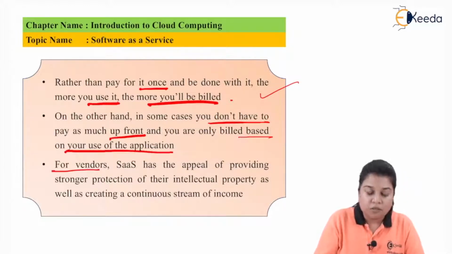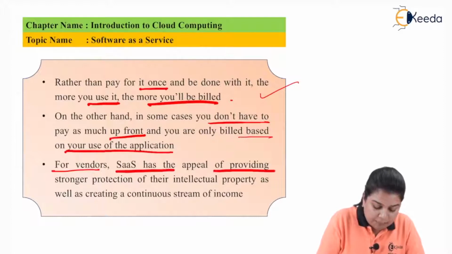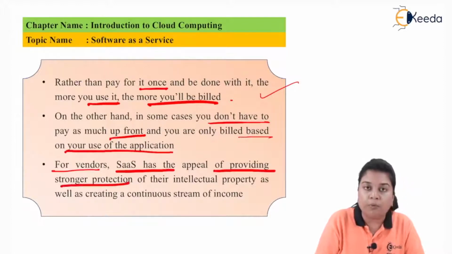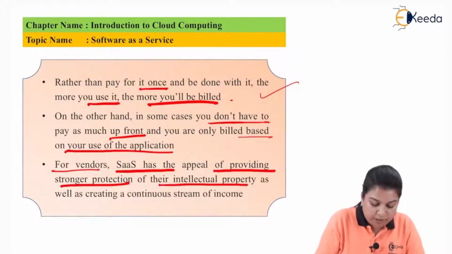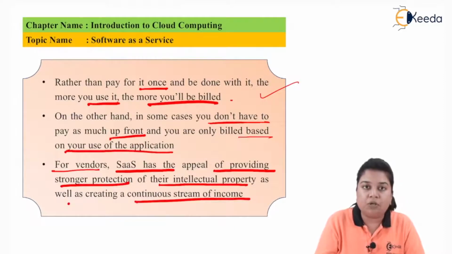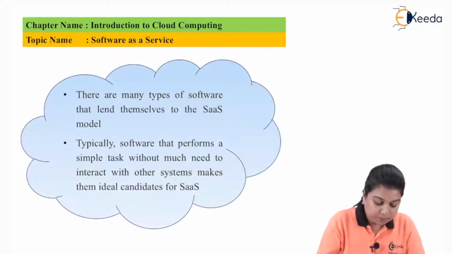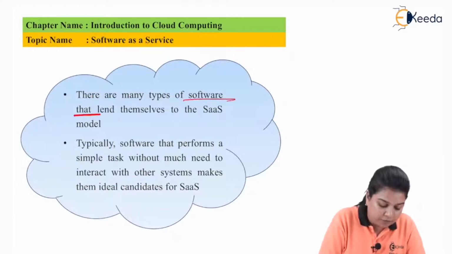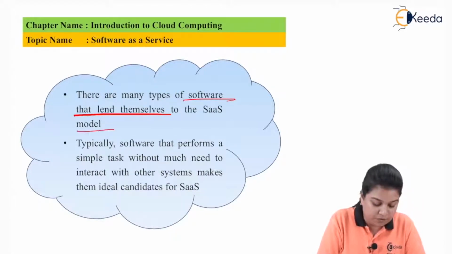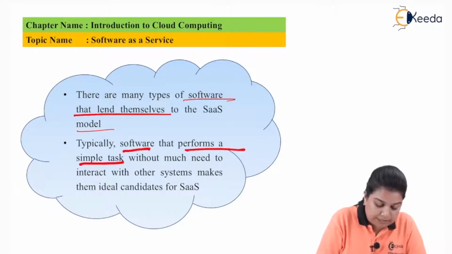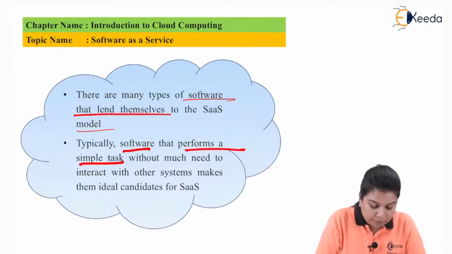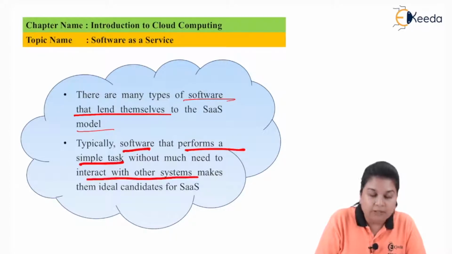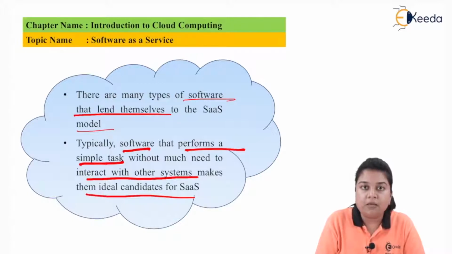For vendors, software as a service has the appeal of providing stronger protection of their intellectual property as well as creating a continuous stream of income. There are many types of software that lend themselves to the software as a service model. Typically, software that performs a simple task without much need to interact with other systems makes an ideal candidate for software as a service.